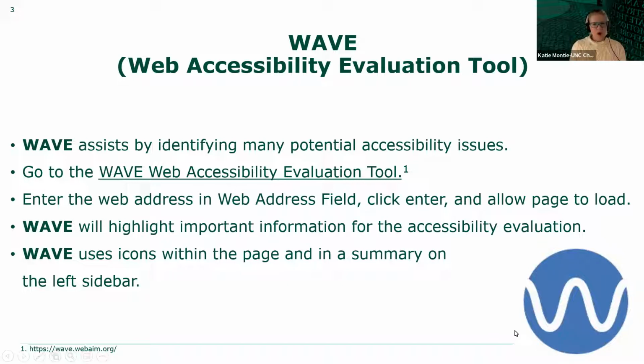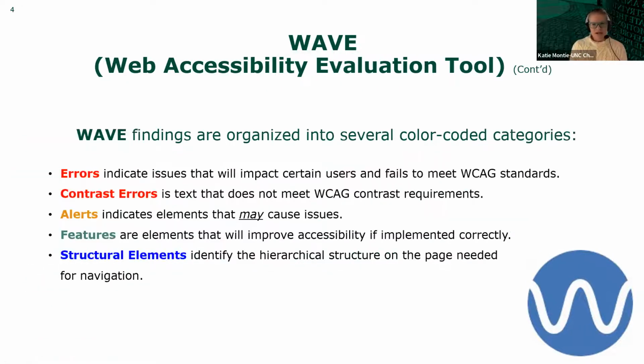So the Wave, the WebAIM tool, which I'll show you in a minute, it's very easy to use. You simply put in whatever web address you're wanting to evaluate, and you click enter, and the page loads, and then Wave highlights important information about the findings of whether or not your page is accessible and in what areas is it not accessible. So it uses different icons, which again, we'll see in just a minute. And it has a color-coded component to it as well.